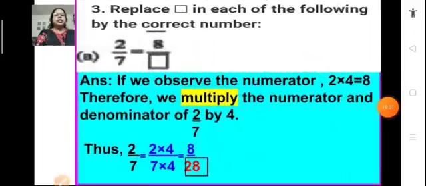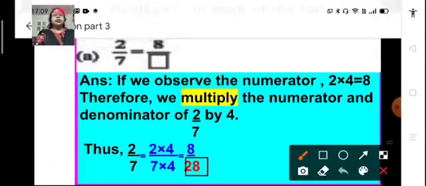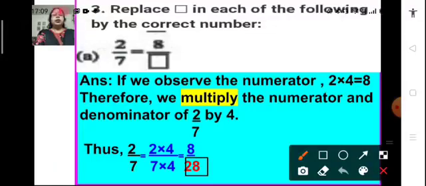Moving on to the next question. Replace the box in each of the following by the correct number. Here we have two fractions, one blank is given. So 2 upon 7 is equal to 8 upon dash. So we have to find the equivalent fraction of 2 upon 7 such that the numerator is 8.